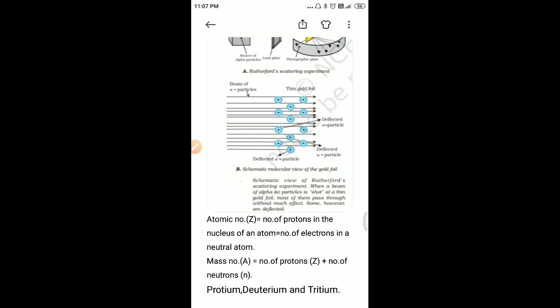So the answer: the atomic number is equal to the number of protons, which is Z, that is equal to 16. The element which belongs to atomic number 16 is sulfur. The atomic mass number is equal to the number of protons plus the number of neutrons, which is 16 protons plus 16 neutrons, so the total atomic mass number becomes 32.